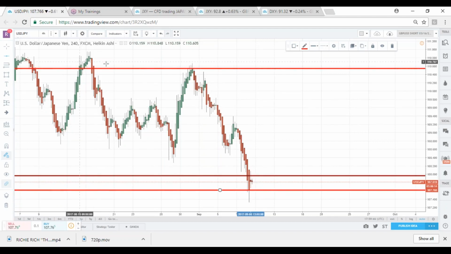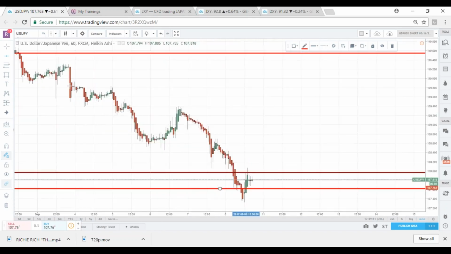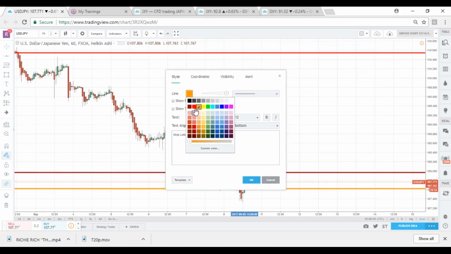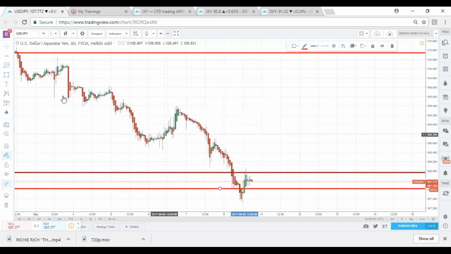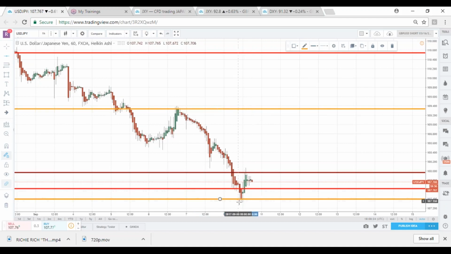Once we've got that marked, the next chart we go to is the hour chart. We do the same exact thing. Change the color to orange now. Oh, this one's supposed to be red. That's the highest high of this time frame currently. So that's orange, this is the hour chart. Find the lowest low. Here's the lowest low of this time frame. That's orange as well.